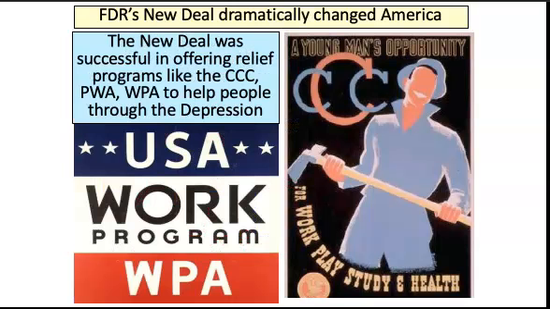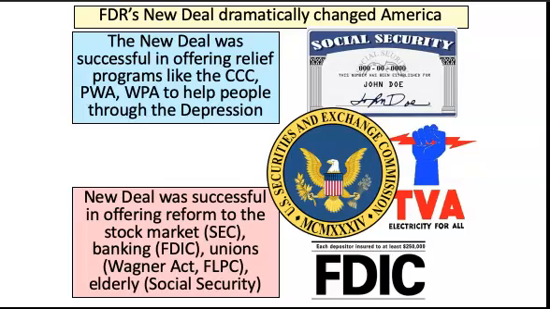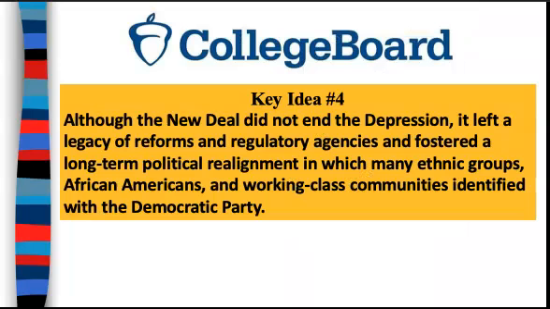However, FDR's New Deal dramatically changed the United States. The New Deal was successful in offering relief programs like the CCC, PWA, and WPA to help people through the Depression. And in addition, the New Deal was successful in offering reforms to the stock market, banking, unions, and the elderly at this particular time. Leading us then to key idea number 4. Although the New Deal did not end the Depression, it left a legacy of reforms and regulatory agencies and fostered a long-term political realignment in which many ethnic groups, African Americans, and working class communities identified with the Democratic Party.